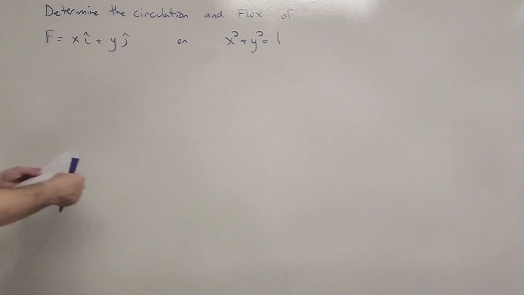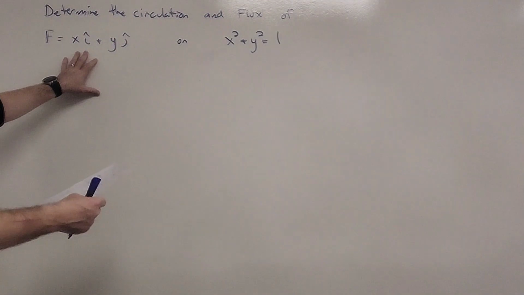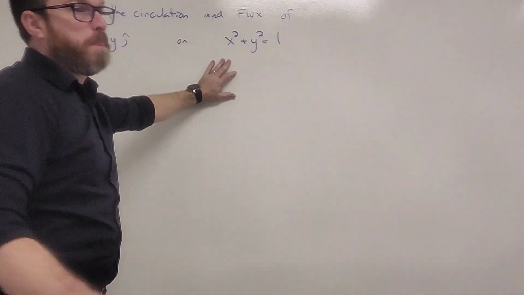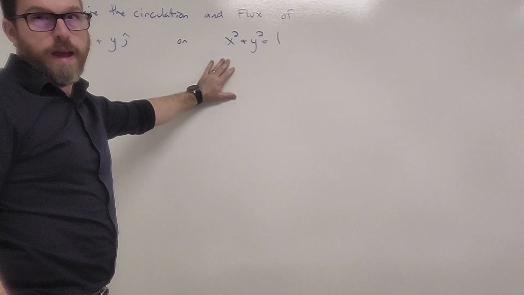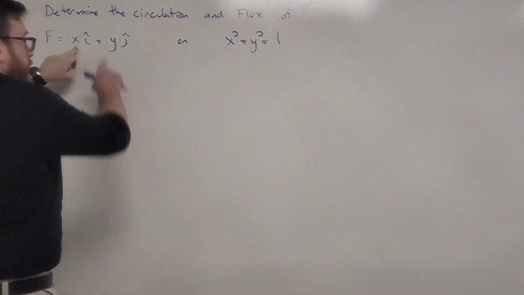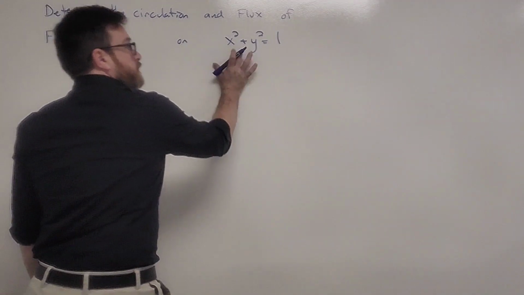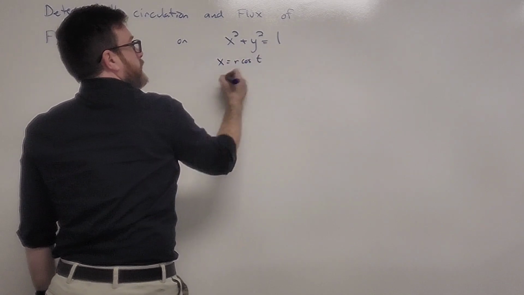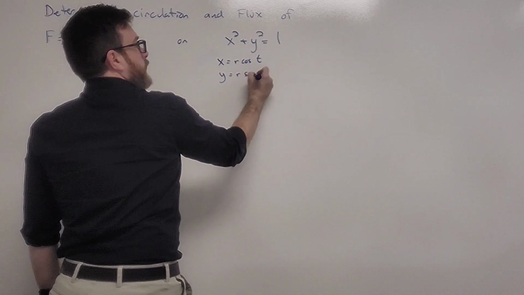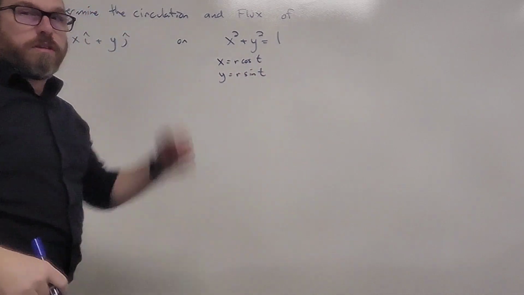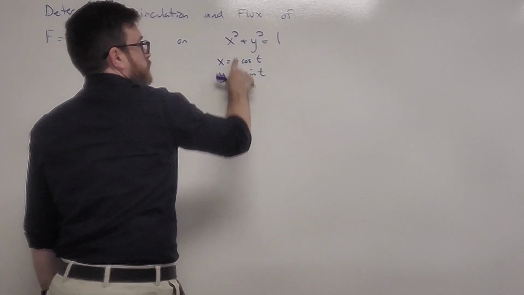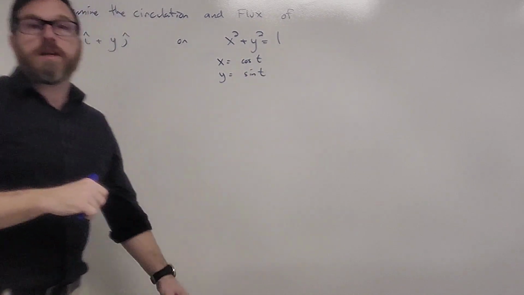So if I want to find the circulation and flux of this field over this curve, again we're going to have to find the parametric form of this, your x's and y's, so I can evaluate your M and N functions. We know that this is a circle, so we use x equals r cosine t and y equals r sine t to turn a circle into parametrics, where r is the radius of the circle. So r is just going to be 1, so this is going to be cosine t and sine t.